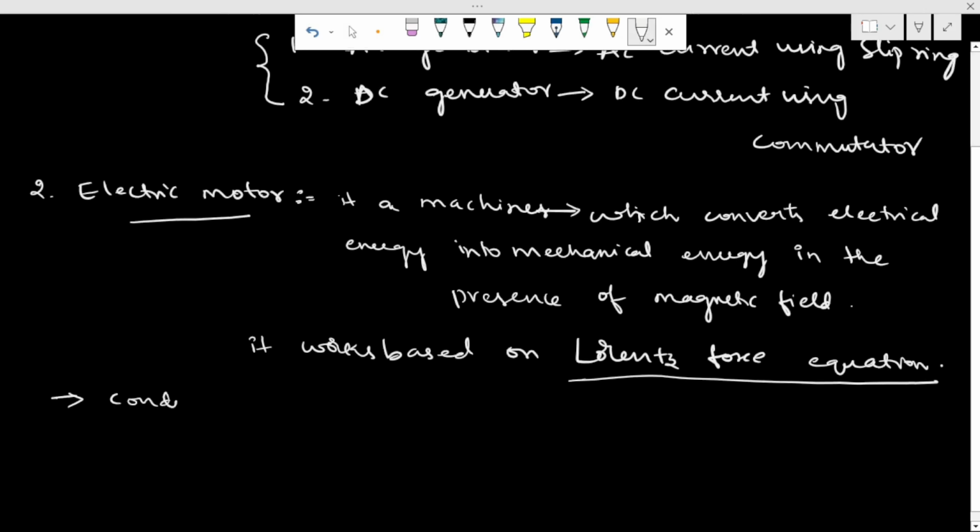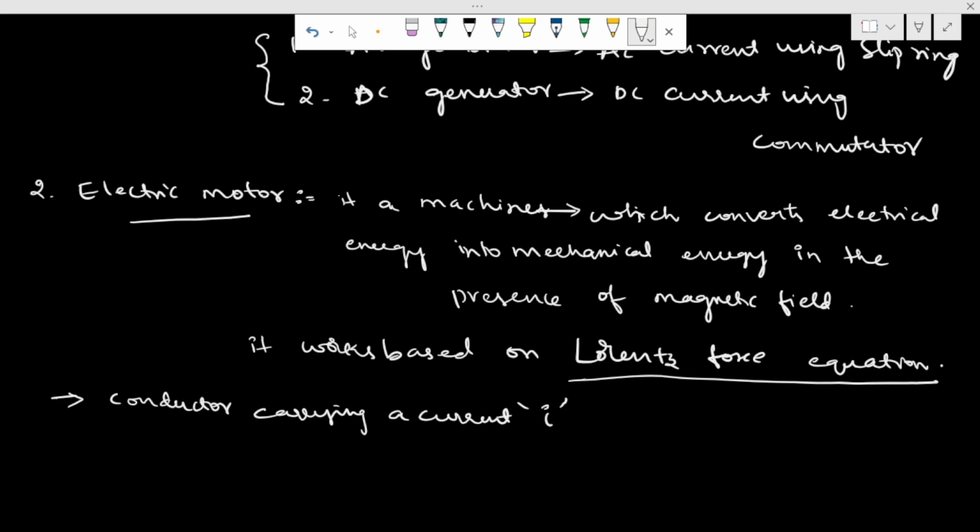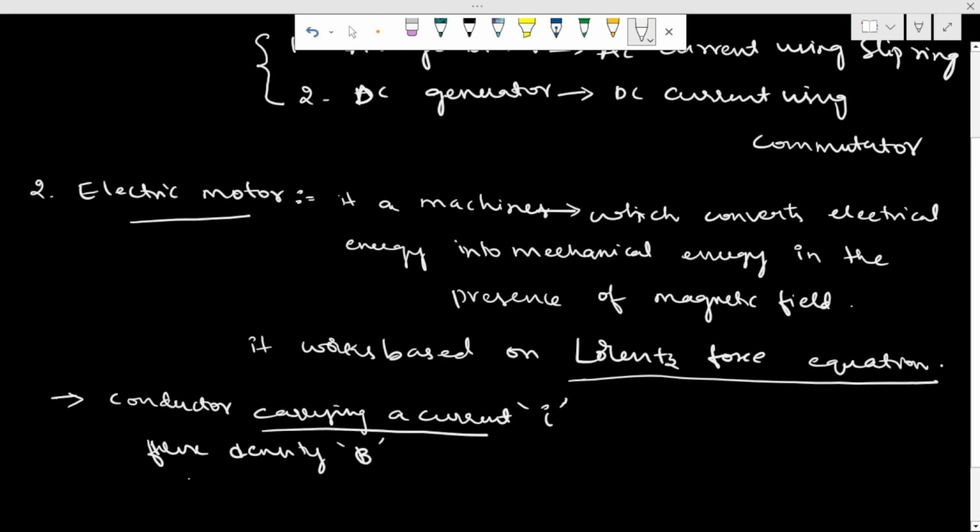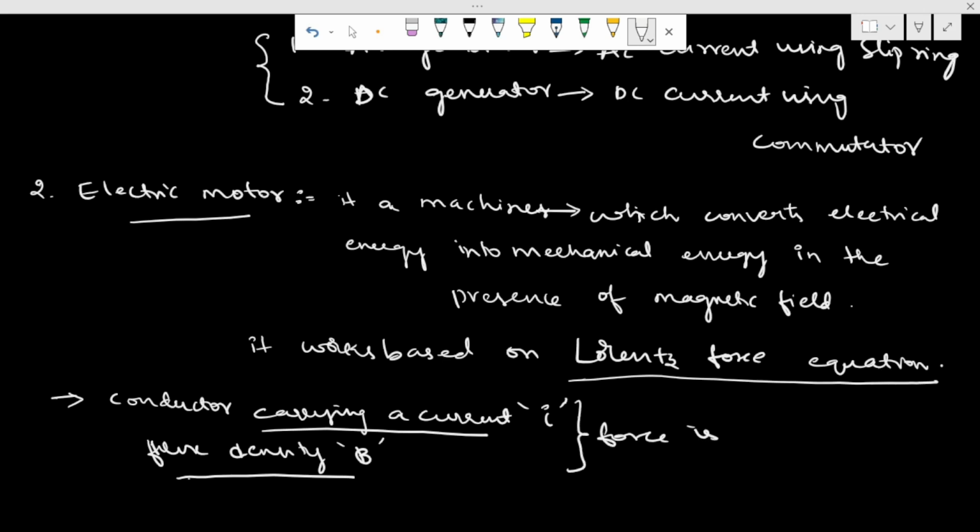Consider a conductor carrying current I. Consider a magnetic field with a flux density B. When we place this current carrying conductor in the magnetic field, with respect to the flux density, a force is experienced in the conductor.